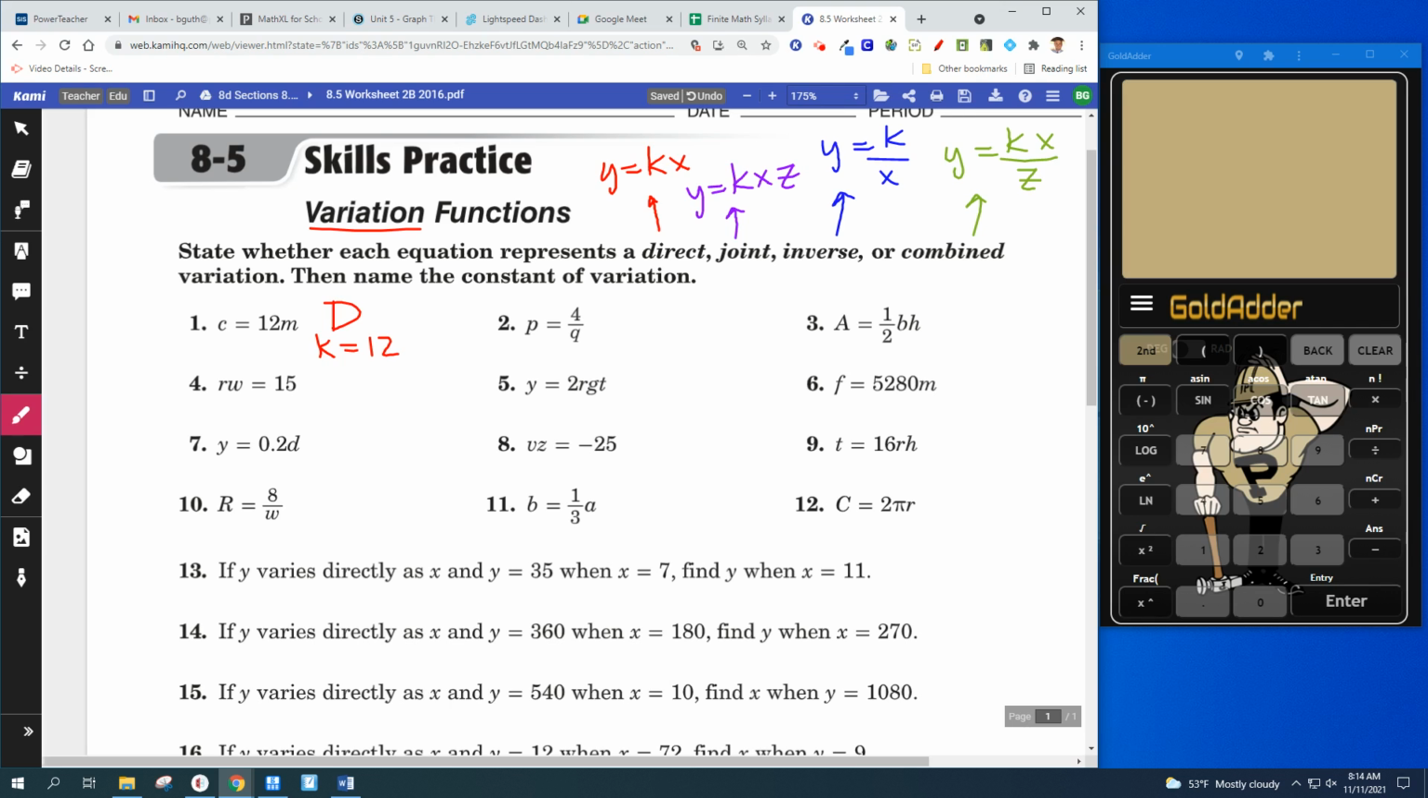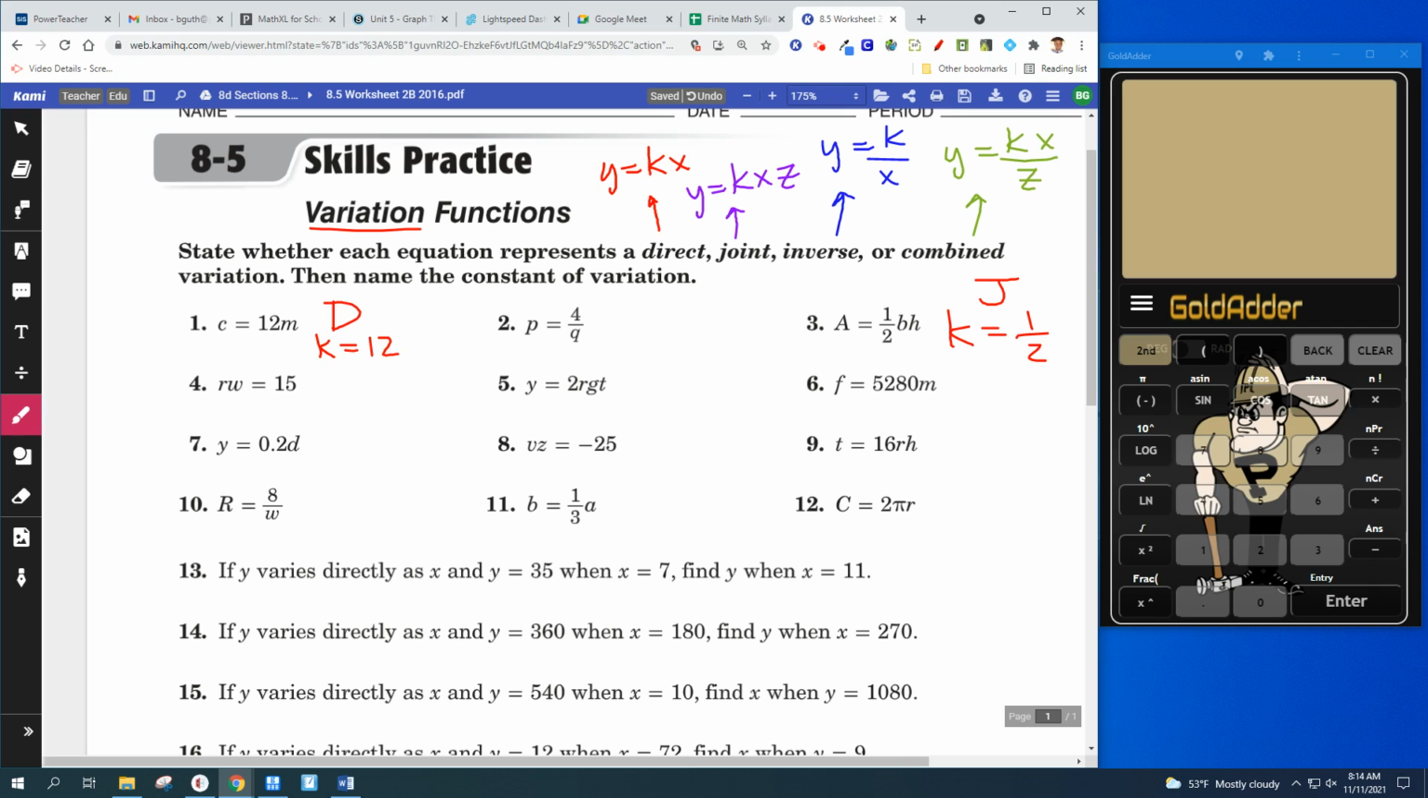So I look at number 3. Number 3, it looks like multiplication. You're talking about the variables. You're multiplying variables. 1/2 times b times h. So that's the purple one. That's joint. So let's write J for joint. And then k is 1/2. I'm trying to find one that's not the same thing. Let's look at number 4.